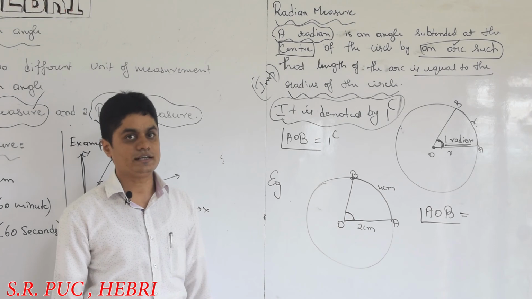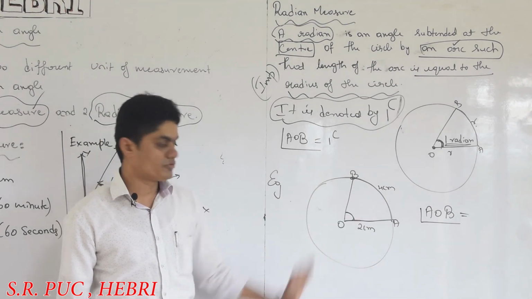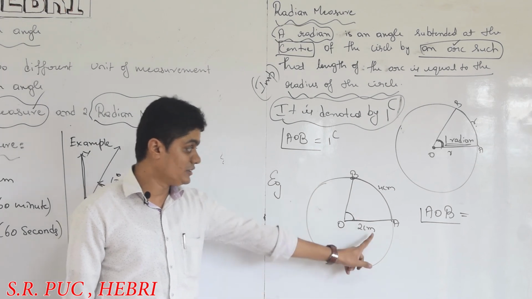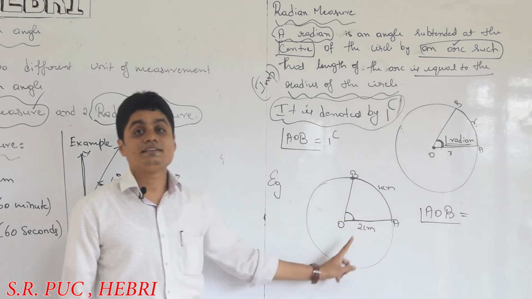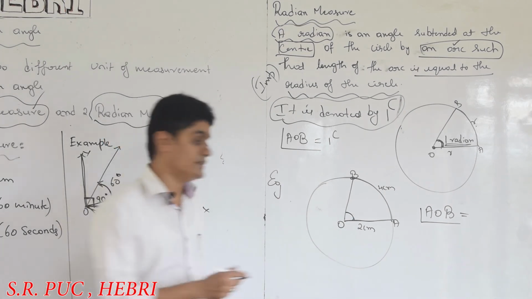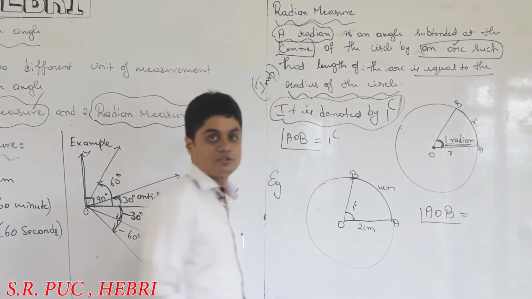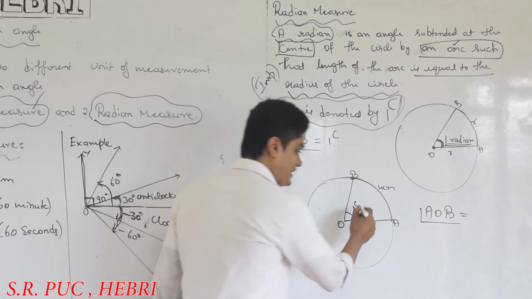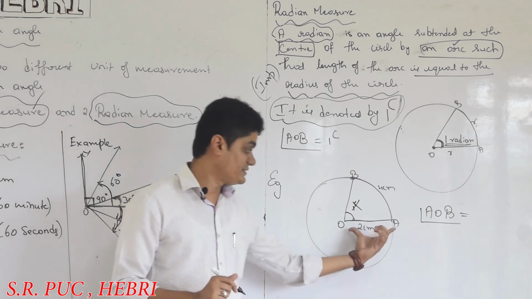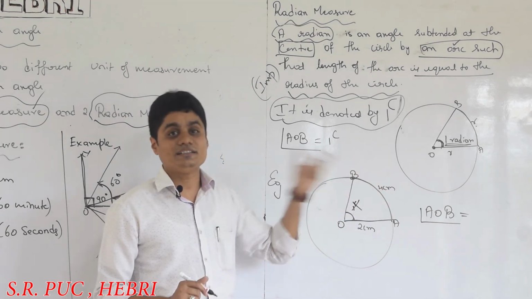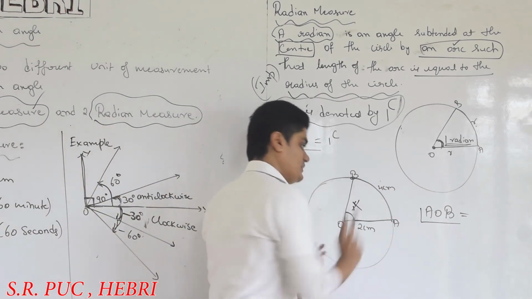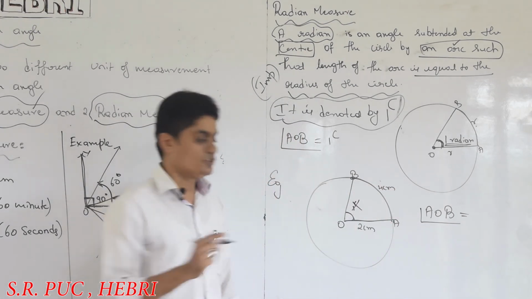I'll give you time. Take your time. Tell me the answer. I'll wait for 1 or 2 minutes. Length of the arc is 4 centimeter. Radius is equal to 2 centimeter. First ask yourself whether it is equal to 1 radian. Can I write 1 radian? What is the answer? Definitely no. Why is 1 radian not allowed? Radius is 2 centimeter. Length of the arc is 4 centimeter, not 2 centimeter. Suppose it is 2 centimeter, then 1 radian is the answer. So what will be the answer?